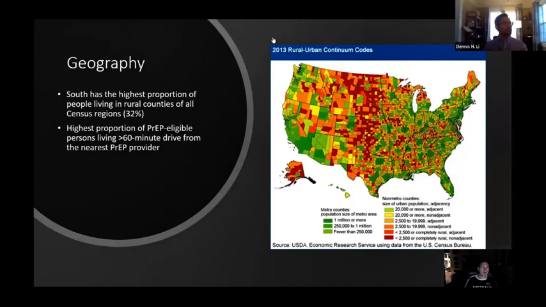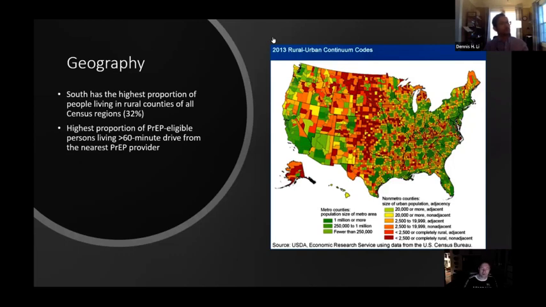So in terms of geography, the South has the highest proportion of people living in rural counties compared to all the other census regions, about 32%. And in this map, the counties that are shaded in orange and red and rust are counties that are in the most rural areas. And you can see that when I pointed out this line of concentration of predominantly Black counties that runs through Southern Virginia, North Carolina, south of Atlanta, south of Birmingham, and then on into Mississippi, those also coincide with areas that are more rural.